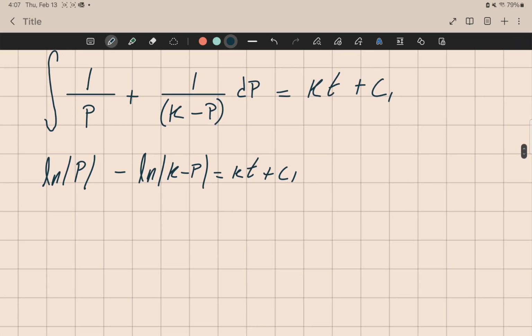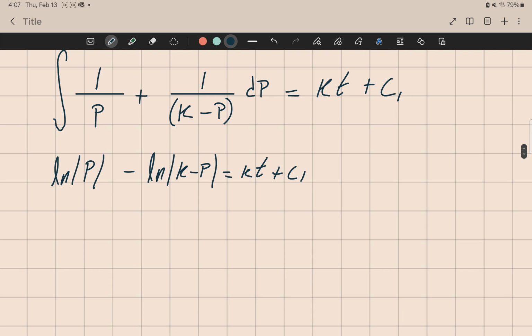And we have some natural log rules here we can put into play. We know that the natural log of the absolute value of p minus the natural log of the absolute value of k minus p is equivalent to p over k minus p. And of course, I didn't say it out loud, but we're keeping the absolute value symbol here, and our right side has not changed.